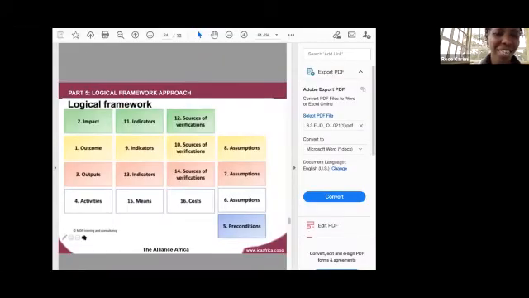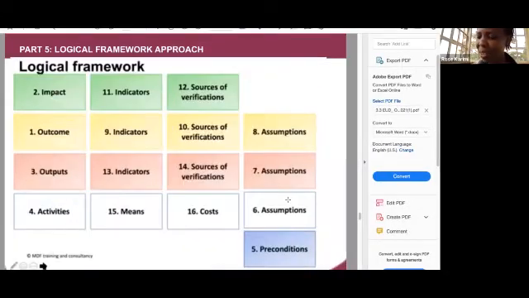After designing the activities, it's important to note that all activities have a cost, because you cannot do activities without funding. So we are trying to look at the operational plan and the budget. Yeah, this is the logical framework approach.